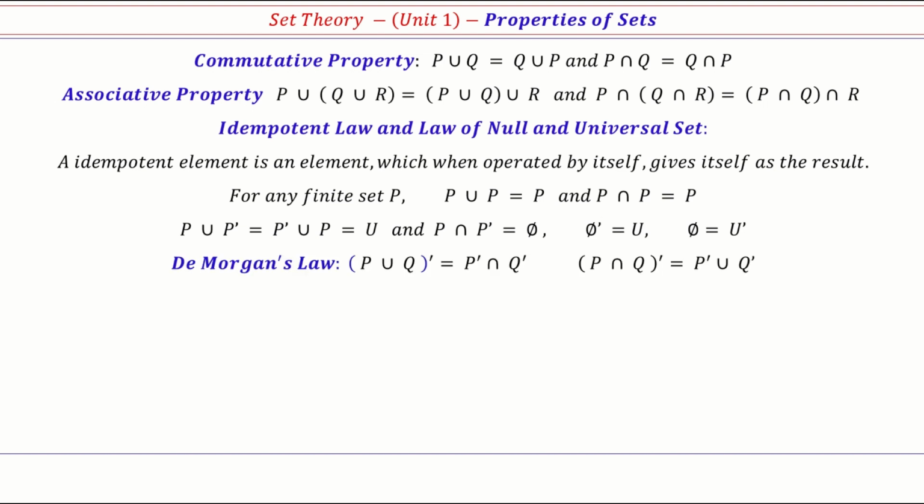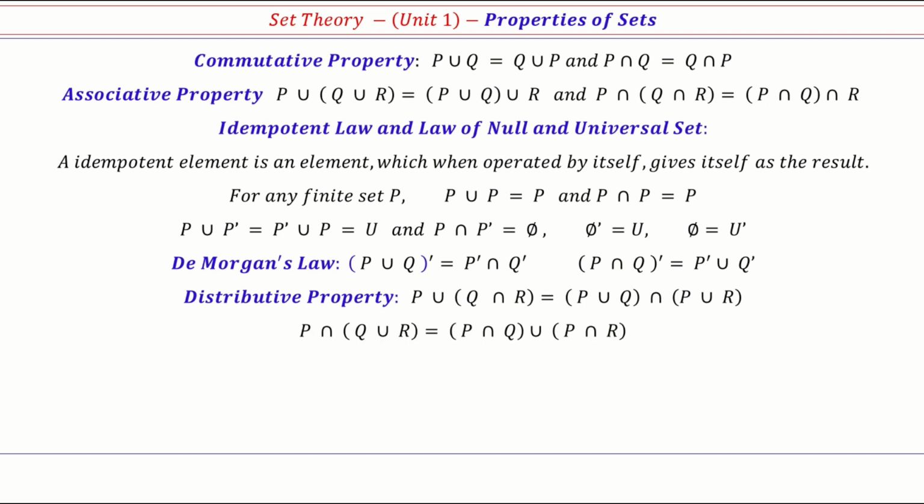Okay. Next. De Morgan's law. This is important actually. (P union Q) whole dash is equal to P dash intersection Q dash, and (P intersection Q) whole dash is equal to P dash union Q dash. Distributive property: P union (Q intersection R) is equal to, the union is operated on both Q and R. How will it be operated? (P union Q) intersection (P union R). Similarly, P intersection (Q union R) is equal to (P intersection Q) union (P intersection R).